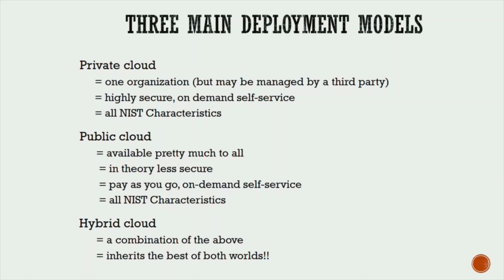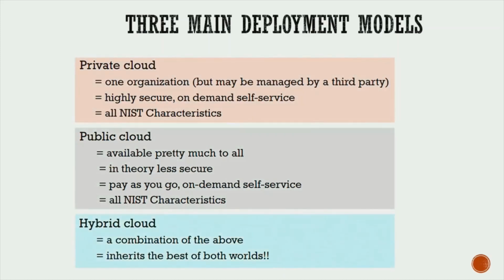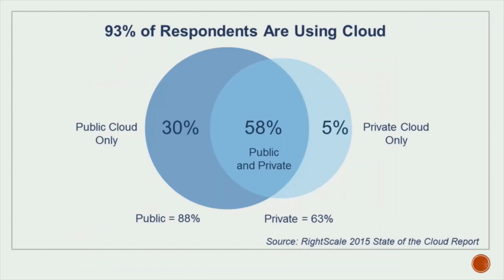So if you want an application that needs rapid elasticity and auto scaling, then of course public cloud is more suitable for your needs. Then coming back to hybrid cloud, which is the combination of both and inherits the best of both worlds. So let's go into detail for the hybrid cloud. Right, so I got one statistic on how people are using public and private cloud.